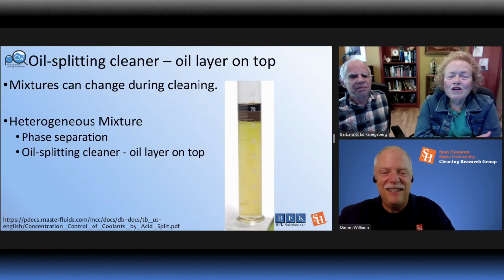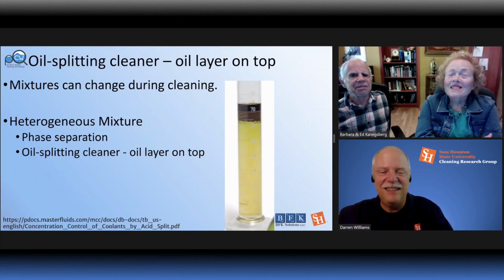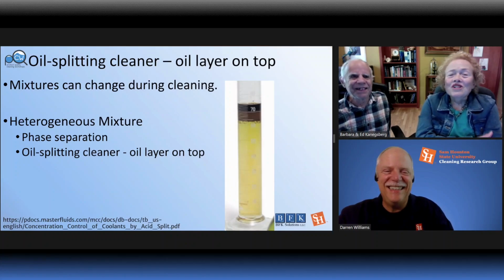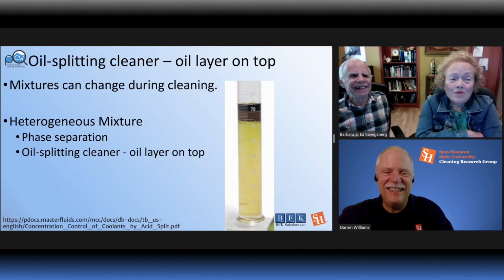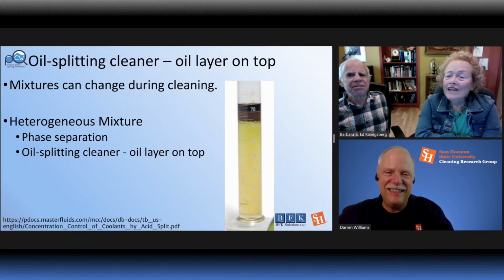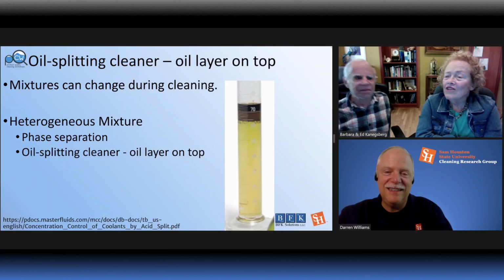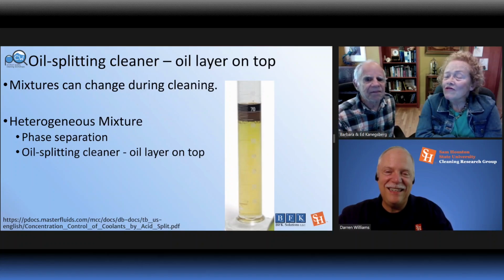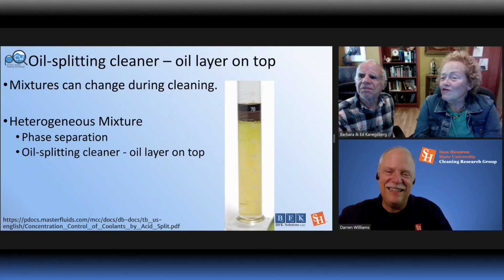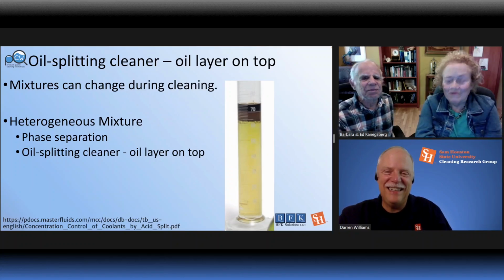So it's really important to understand that mixtures can change during cleaning. This is a heterogeneous mixture where you have phase separation, and with an oil splitting cleaner, the oil layer is on top. In working with that, you have to understand about removing that oily layer, or it's like skimming chicken soup, and you're going to get fat all over the part again. That's oil right on it again.